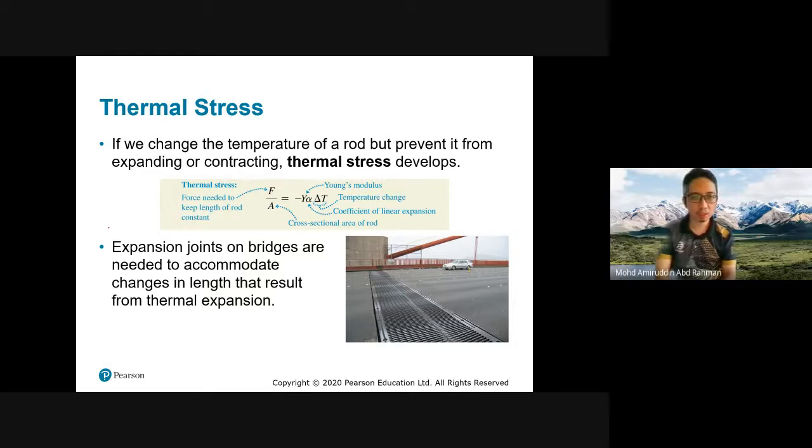Okay, the expansion joints on a bridge are needed to accommodate changes in length that result from thermal expansion. For example, this car is on a bridge. You look over here, there is a gap between those. This gap is designed in order to accommodate the changes in length that result from expansion. So that's why you need to consider having a gap, in order to account for the thermal expansion of the object.